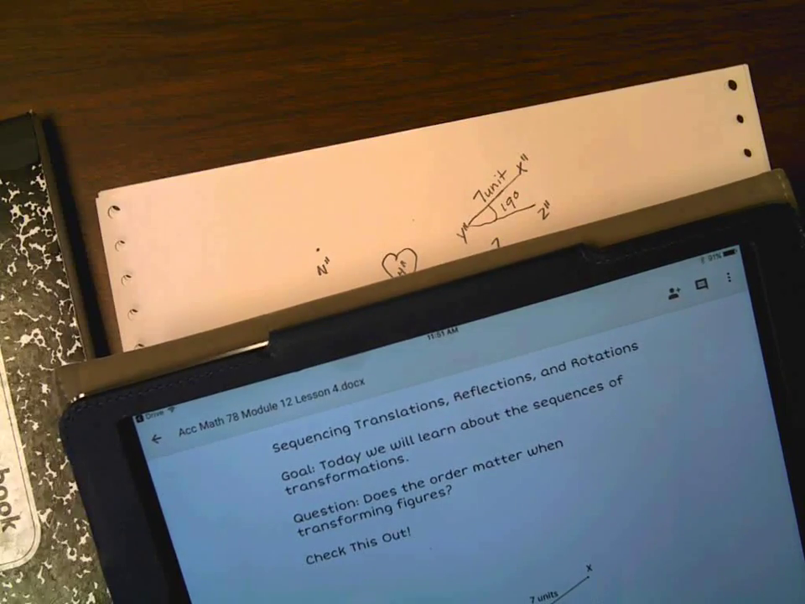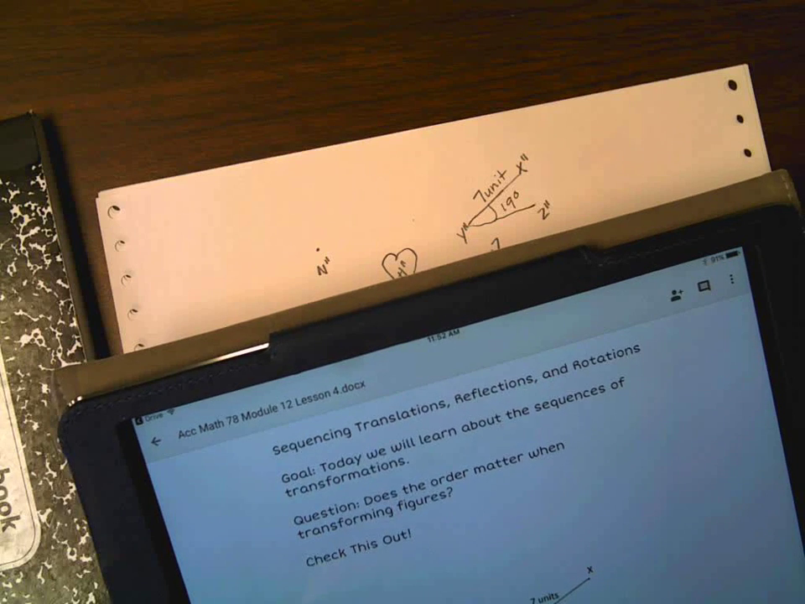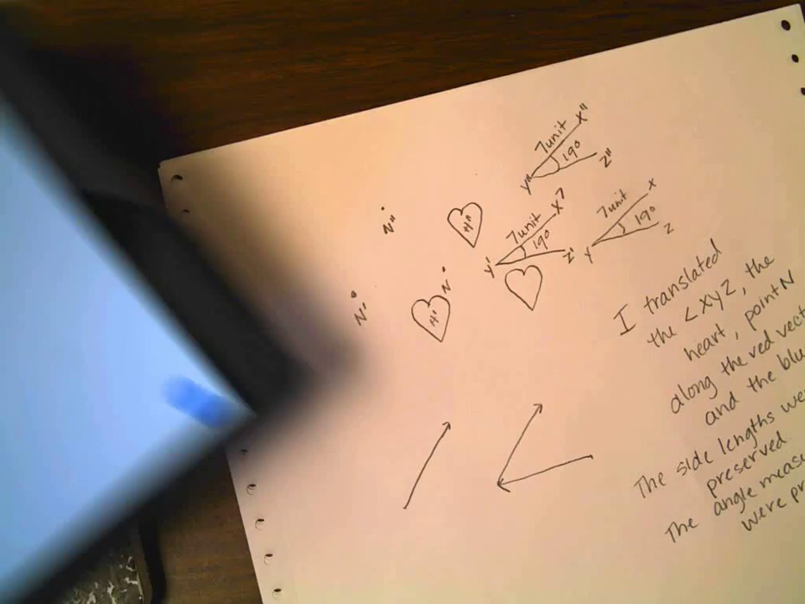Again, geometry is hands-on. It's a lot of practice. This is what you're going to be doing in this lesson today, and I think you're going to like it.